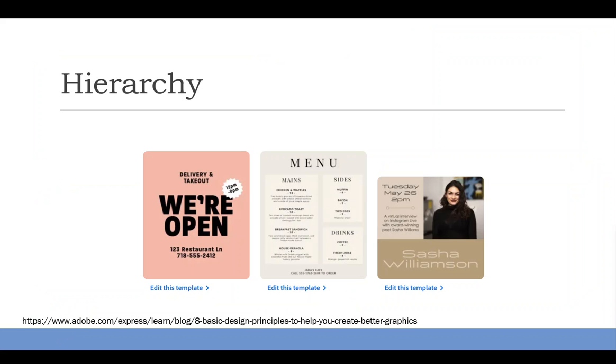Okay, next we have hierarchy. So hierarchy has to do with helping people know what to look at first and what's most important. So for example, this "we're open," it's bigger, it's bold, it draws your eyes. So that's what they want you to look at first. Or when you have different menus, we want to be able to scan and understand the main ideas. And we do that through hierarchy.